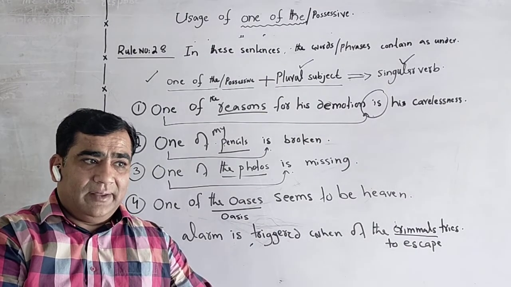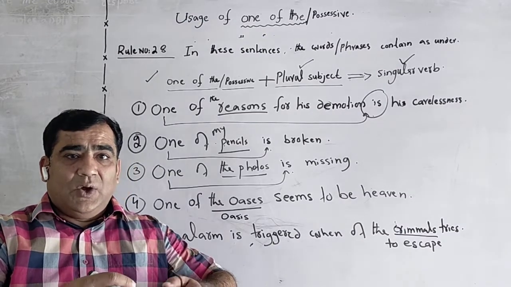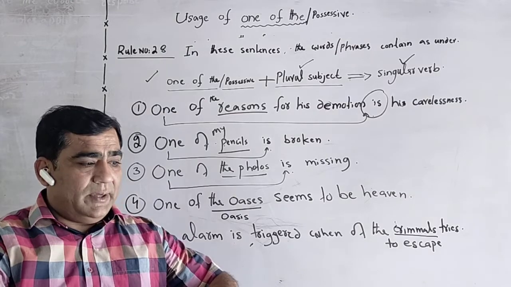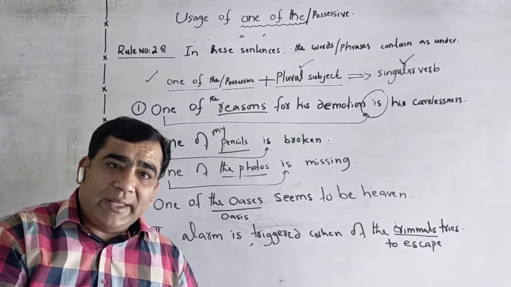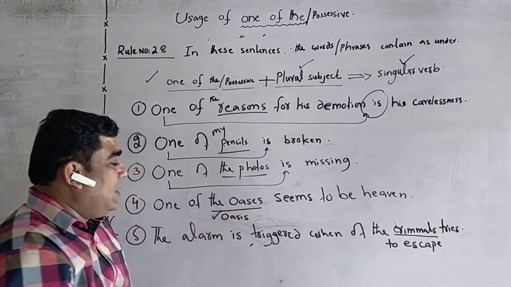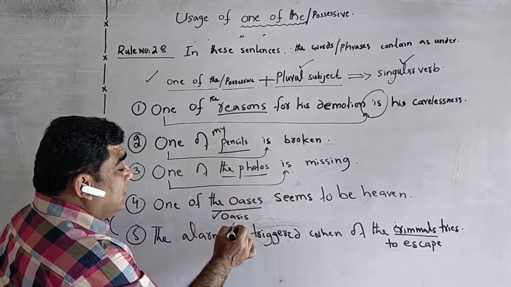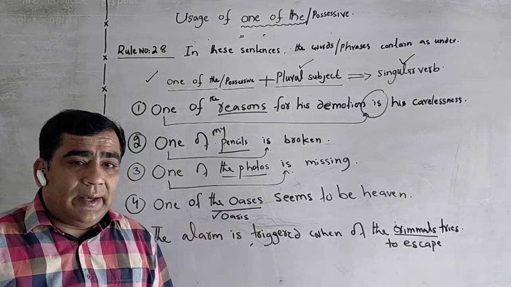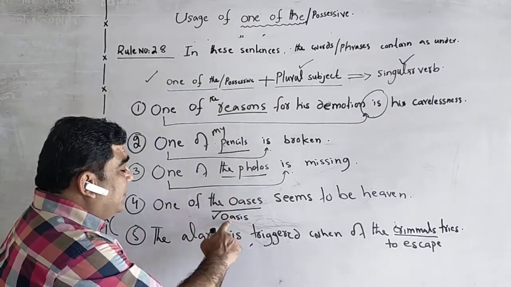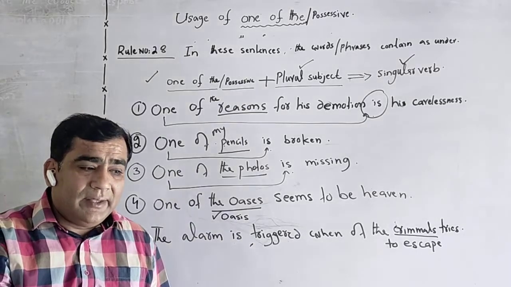You will find even birds are there, greenery is there, grass is there, water availability is there. We call it an oasis. Oasis. And we have to put the plural of that one.